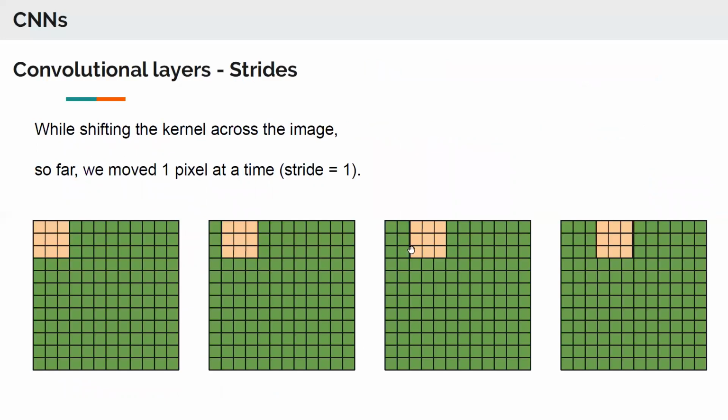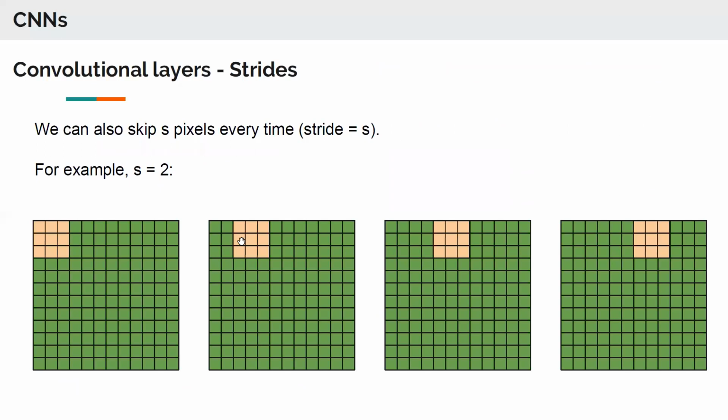Strides basically refers to the step size that we take while moving the kernel across the image. So here the kernel is centered on this pixel, and then in the next step it's centered on the next pixel. So here we have a stride of 1. This is the case that we have been looking at so far. But for example, it's also possible to have a stride of 2. Now in this case, the kernel was centered here, and then we skipped centering on this pixel and directly centered on the 4th pixel.